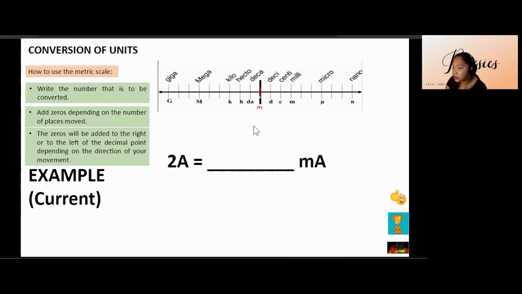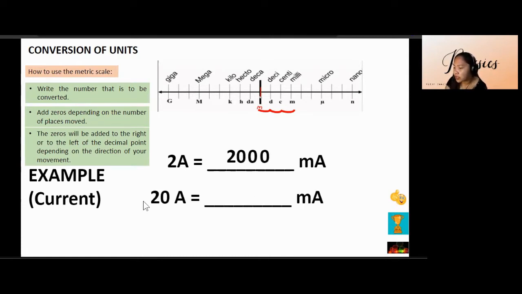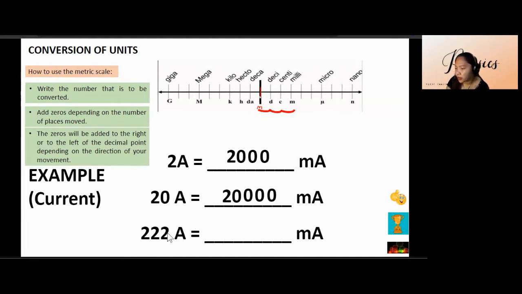Another example where we change the base, from meter to ampere. So still the same process. 2 ampere to milliampere. Just add 3 more zeros. Okay, 20 ampere to milliampere. So just add 3 more zeros. Okay, 3 places to the right. 222 ampere to milliampere. So still the same process.